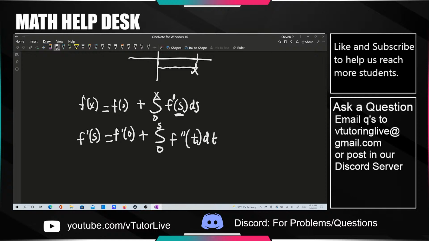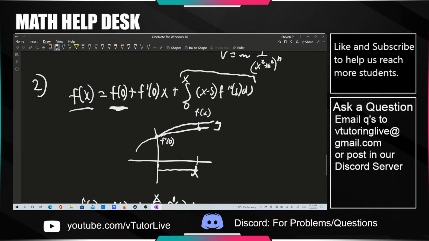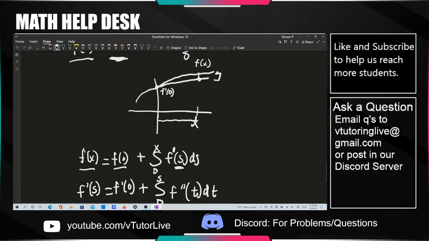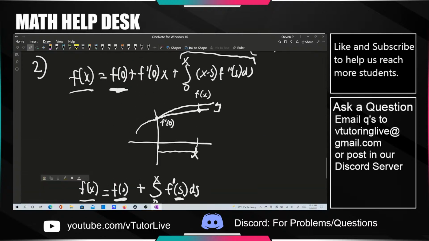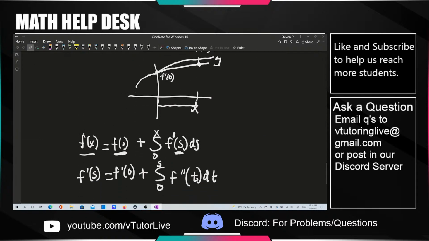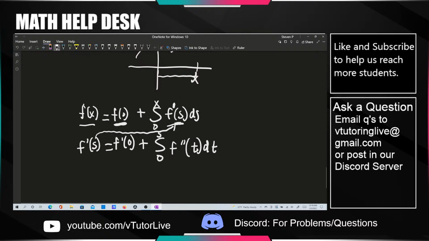So what we're seeing here compared to what we want is, all right, f of x is equal to f naught. Okay, so far so good. Plus f prime naught of x plus all this stuff with a double integral. All right, so the first thing I'm thinking is let's just go ahead and try to plug this in here and see what happens.